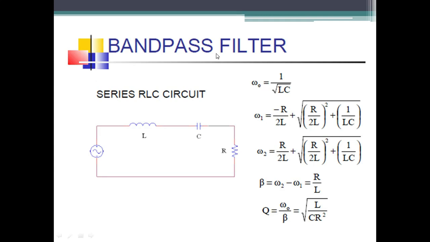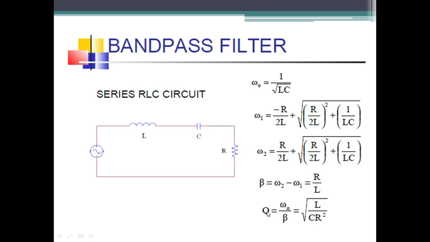In the case of the bandpass filter, L, C and R are connected in series, and to find its omega 0, it is equal to 1 upon root of LC. The frequency f0 is equal to 1 upon 2 pi square root of LC. Then here are the lower cutoff frequency and upper cutoff frequency, which we find with the help of these equations. Then bandwidth is omega 2 minus omega 1, which is equal to R upon L.